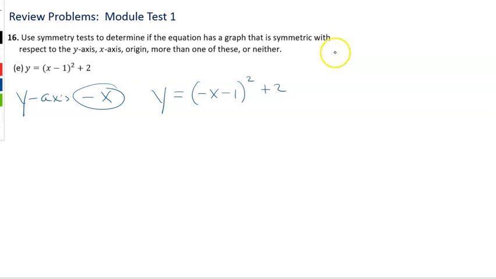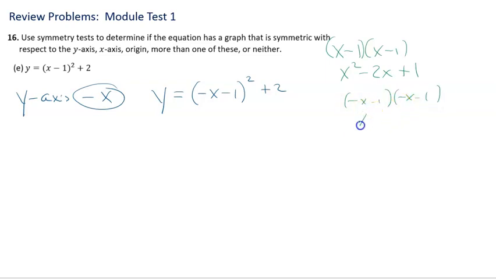You could multiply it out. Y'all know (x minus 1) squared is (x minus 1) times (x minus 1). That's x squared minus 2x plus 1 when you FOIL it out and add like terms. Whereas this one, (negative x minus 1) times (negative x minus 1) is x squared plus 1x plus 1x plus 1. That's going to give you a plus 2x. So this is not the same as the original.